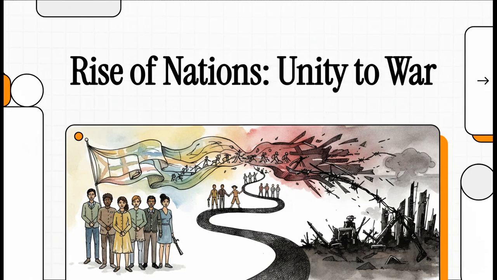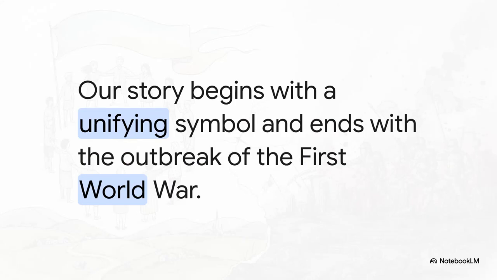Hey, Class 10 students, get ready, because today we're diving into a story that is absolutely crucial for your exams. We're going to look at how this one idea, nationalism, started out all about bringing people together, but somehow ended up tearing the world apart and leading straight to the First World War. Let's jump right in. So we're starting with this powerful symbol of unity and ending with global war. It's a wild ride, and you really need to understand how we got from point A to point B.